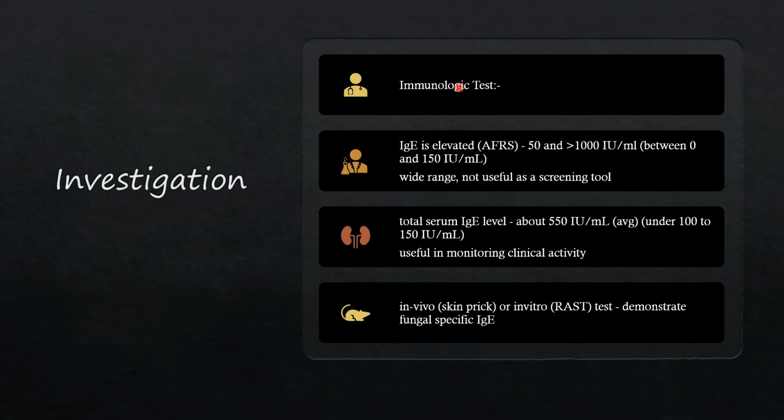Now what are the immunological tests that we can do? First, IgE. So IgE will be elevated, but it has a wide range. See, it can be 50 to more than 1000. Okay, so the normal range is between 0 to 150. So 50 to 100, maybe if it's 100, you can't say that the patient has AFRS just by that. Then we're talking about total serum IgE levels. This helps, but it's mostly for monitoring. It only tells us, okay, that this patient is improving or this patient is not improving, right?